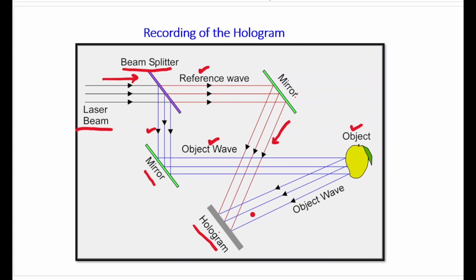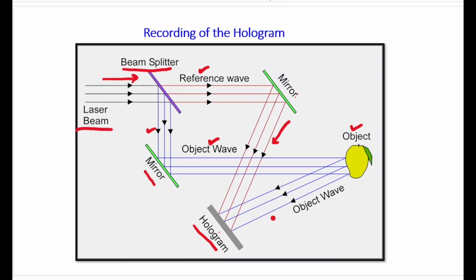Since they originate from the same laser, they are coherent and they interfere and form interference fringes on the plane of the photographic plate. The photographic plate which carries this interference pattern is known as the hologram. This hologram does not contain any distinct image of the object, but it carries the record of both the intensity and the relative phase of the light waves at each point.